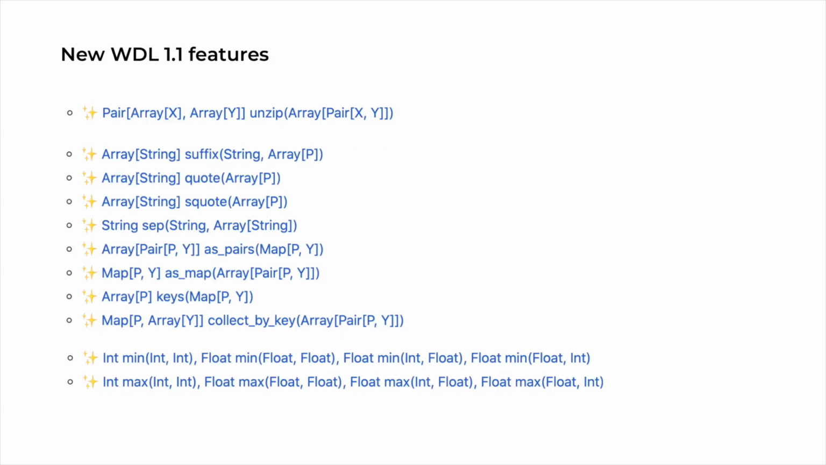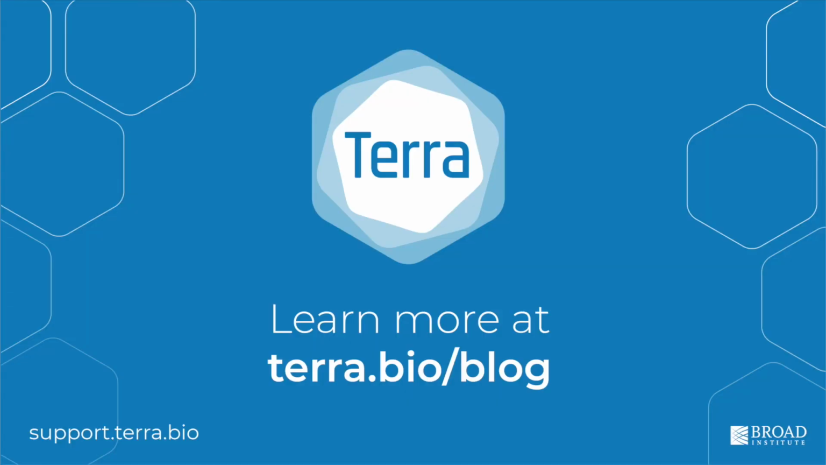Finally, the Open WDL organization released an update to the WDL language specification. Version 1.1 adds flexibility for working with arrays, pairs, and maps that you might find useful if you write your own workflows. To learn more about these new capabilities, you can find links to the relevant documentation in the video description on YouTube or the accompanying blog post.